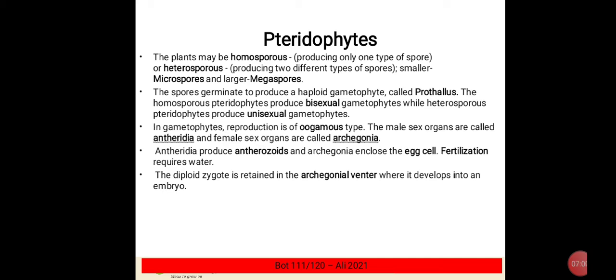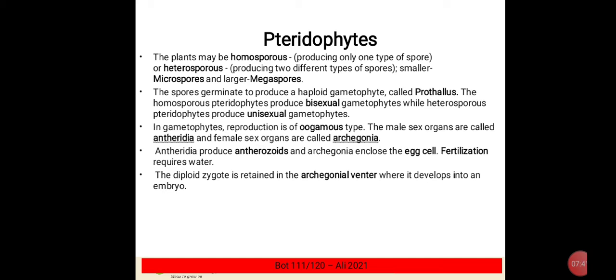Now, as these male and female organs produce these gametes, that's the antherozoids and the egg cell, the egg cell and the antherozoids fuse to form a diploid zygote. What's the meaning of diploid? Diploid means that it produces a zygote with the full number of chromosomes, represented by 2n, because the antherozoids contain a haploid number of chromosomes, n.